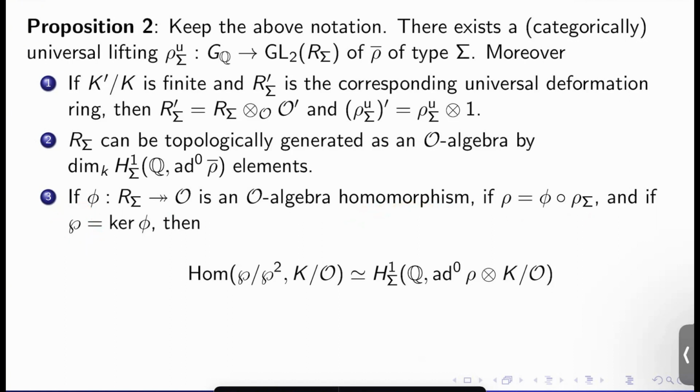If this phi-looking symbol is the kernel of phi, we'll call this W_P. So if W_P is the kernel of phi, then the homomorphisms from W_P mod W_P squared to K mod O are isomorphic to H^1_Σ of Q, ad^0 rho tensored up to K mod O. So this is telling you that you can interpret the tangent space of your universal deformation ring cohomologically, which will also be pretty crucial for us.